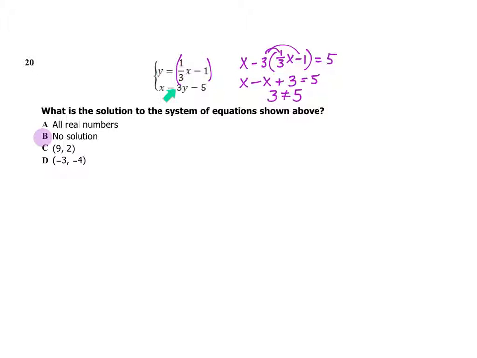You can alternately take this second equation and solve for y, and you'll find that the two lines are parallel because they have a matching slope. So you could also do it that way.